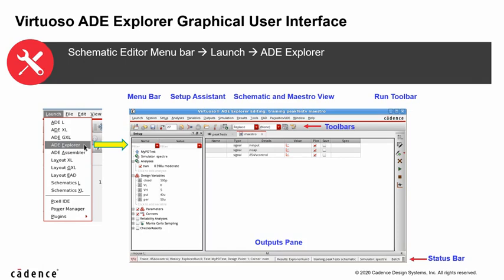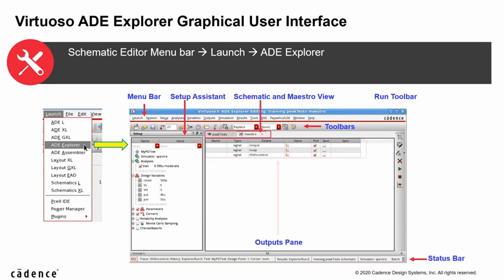Here we take a look at the Explorer GUI and the different sections on the form that allows us to create a setup. So here's the menu bar. This is the setup assistant. The Explorer has this one setup assistant. You can see the schematic and Maestro views tabbed over here.